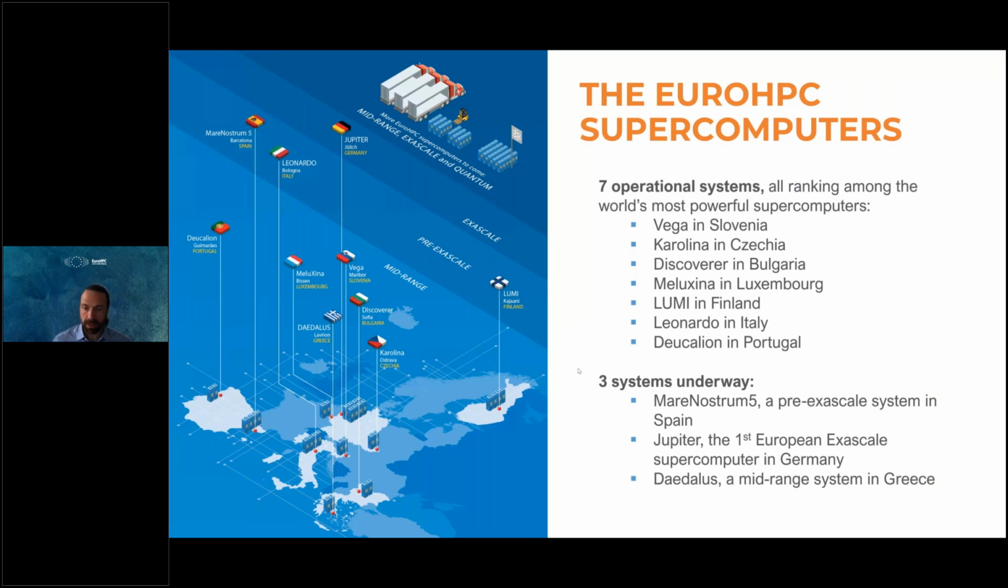3 more systems will hopefully become operational soon. The first of all, MareNostrum 5, which is a pre-exascale system to be installed at Barcelona Supercomputing Center in Spain. Jupiter, our first exascale supercomputer to be delivered in Germany, and Daedalus, a mid-range system in Greece.